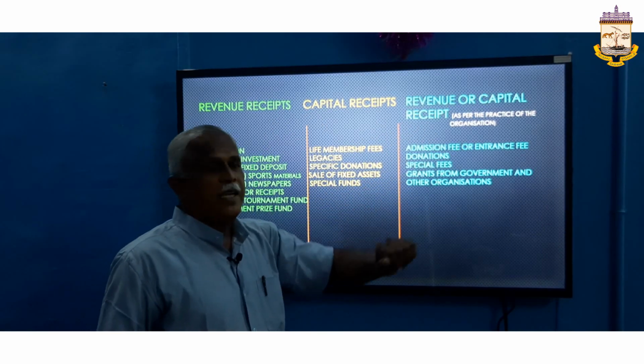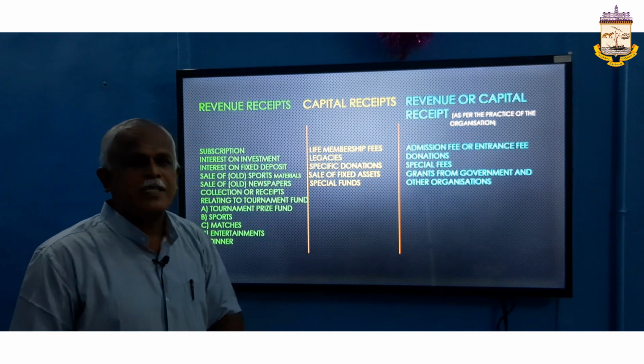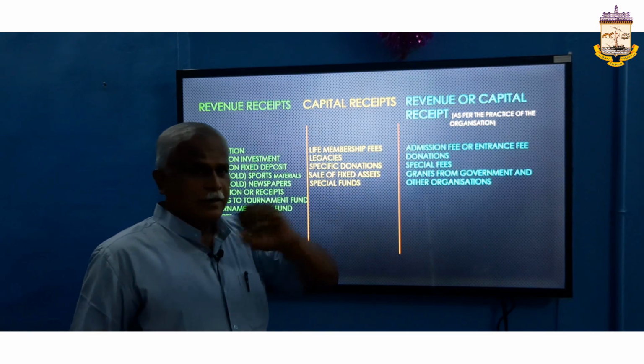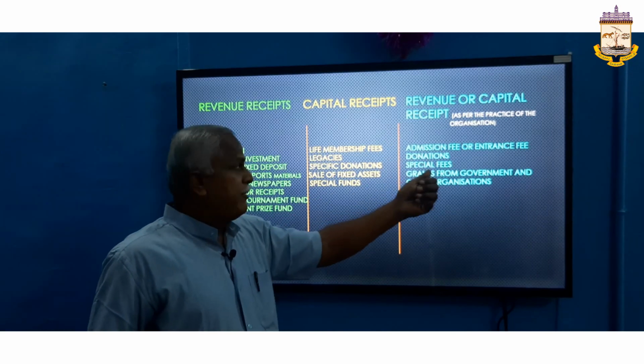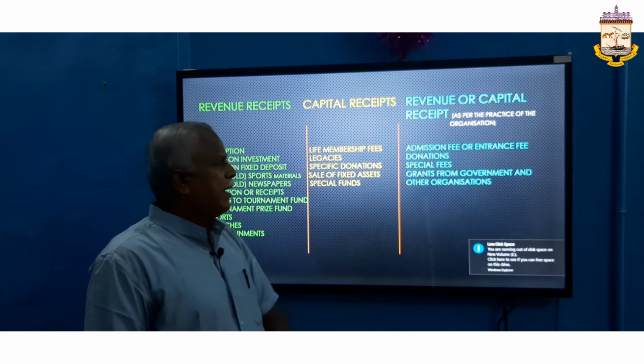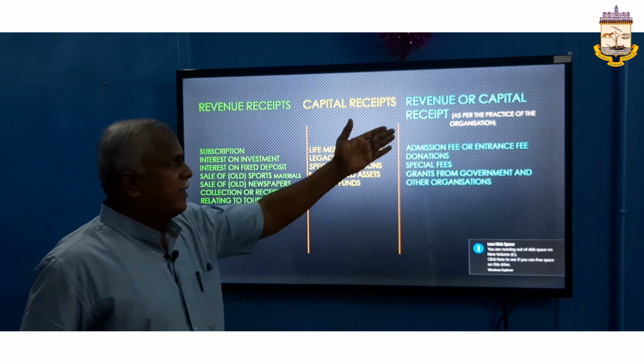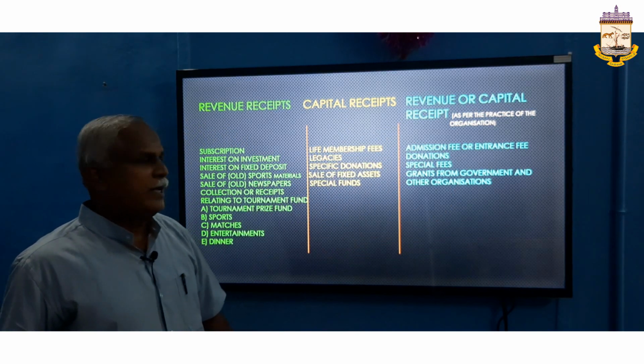Admission fee, though it is collected only once, is taken in some places as revenue. Donations, special fees, grants from government and other organizations are sometimes treated as capital, sometimes as revenue.